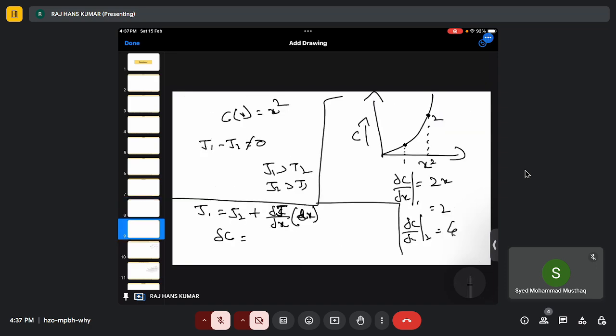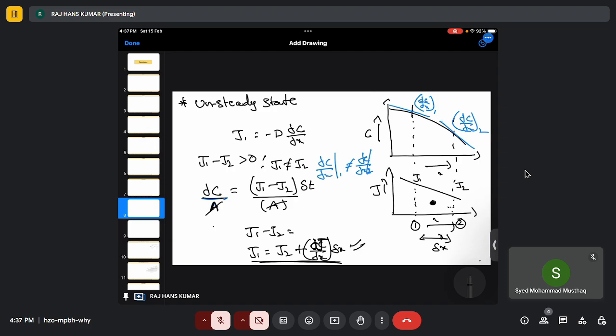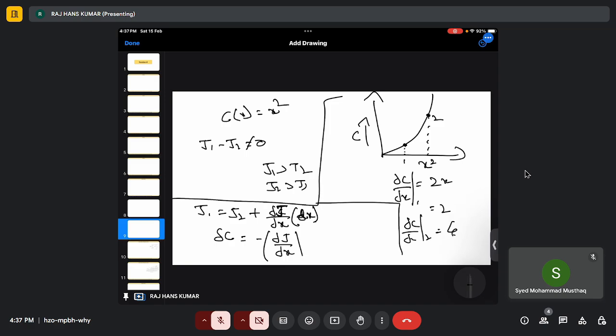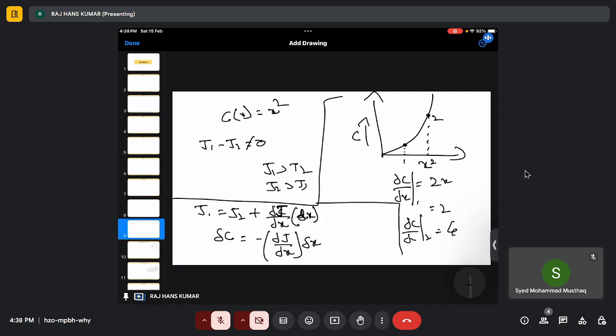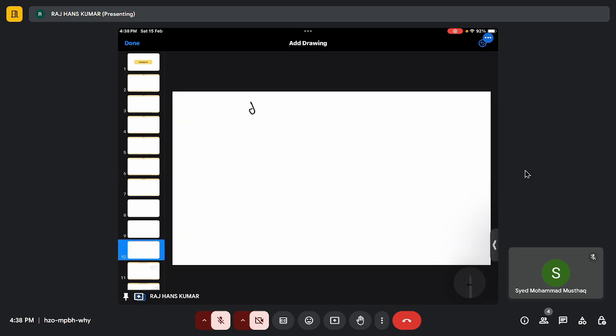Now, what is J1 minus J2? It will be equal to minus dou J by dou X. Again, why minus? Because the slope is negative, right? So that's why I took minus times del X. So it will be dou J upon dou t, right? Now this will turn into dou C upon dou t equals minus dou J upon dou x.